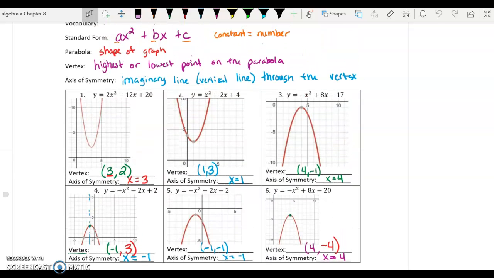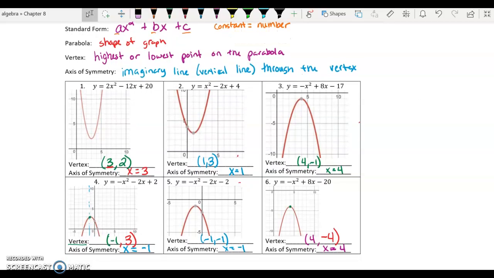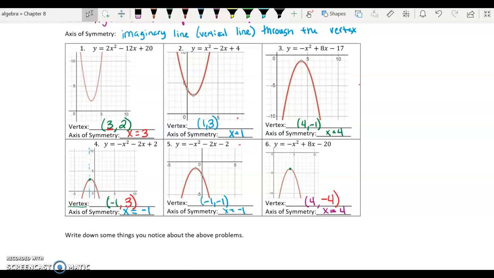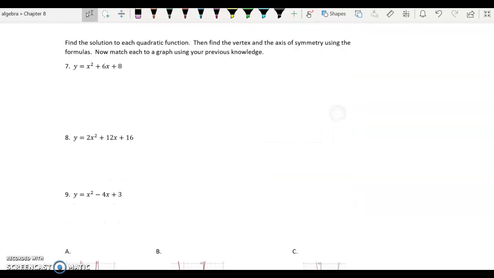Here are the answers to that first part. Number 2, number 5, number 3. Those are the 3 that I asked you to do by yourself. You can double check those. We already talked about where the parabola is going to open up. So now we're going to talk about this part.